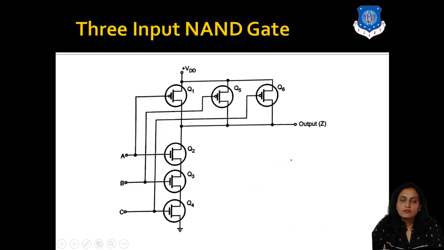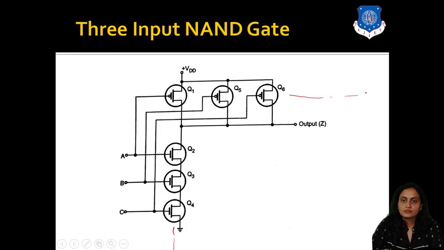If we want to have the 3 input NAND gate, then we just need to include one more NMOS and one more PMOS. The NMOS will always be connected in series with the other NMOS, and the PMOSs are connected in parallel. And if you want to go beyond this, to 4 input, 5 input, that also you can do. You can increase the number of NMOS here and increase the number of PMOS here, and connect each to one of the inputs.